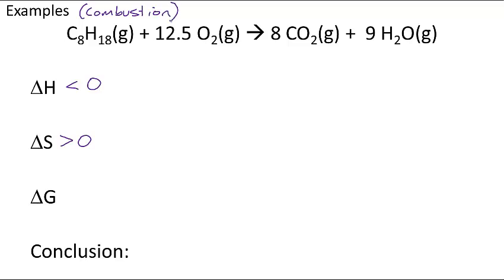And what's the one thing you know always happens during a combustion reaction? Energy is released. It gives off heat. Right? Fire is hot. So it makes sense that delta H would be negative. It's releasing heat.